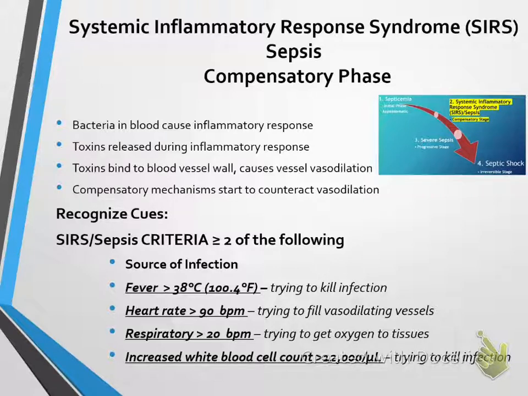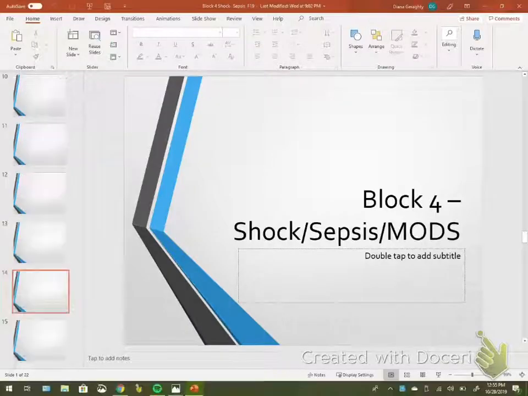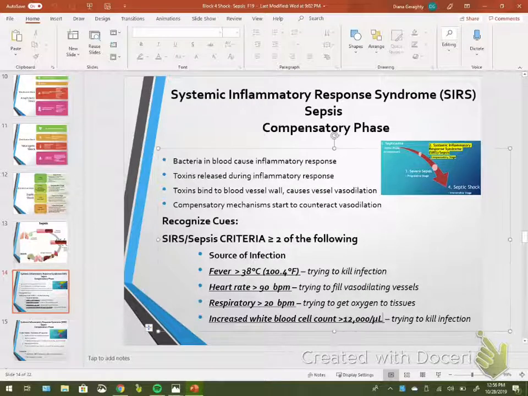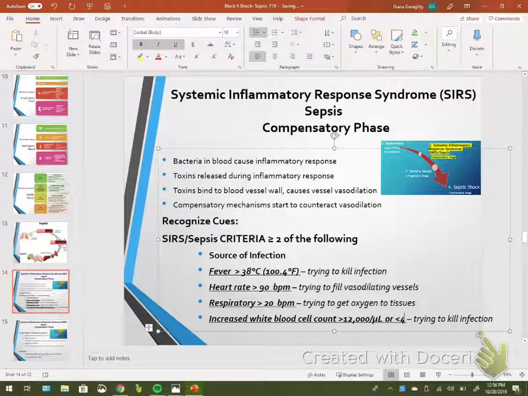So if you have a source of infection, so surgery, pneumonia, UTI, previous hematoma somewhere, any source of infection, any source of a bacteria, a cut, a scrape, a burn, any source of infection kind of is one of the criteria. And then if you have a fever, heart rate increase, hey, wait, aren't these the same as your compensatory mechanisms? Tachycardia, increased respiratory rate, and this one they add in a white blood cell count. I'm going to add one more criteria on here, or less than 4,000.